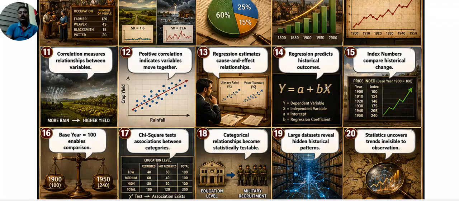When there is only one independent variable, this is known as bivariate regression. When there is more than one independent variable, it is called multiple regression. This A is called the intercept. Intercept means the value of the dependent variable when the value of the independent variable is 0. For example, even if the literacy rate is 0, some people must still go to cast their vote.